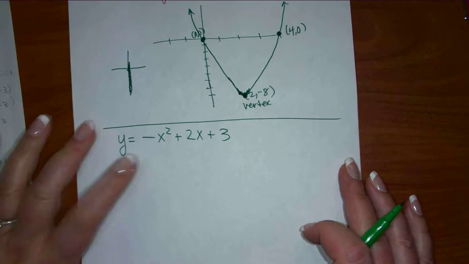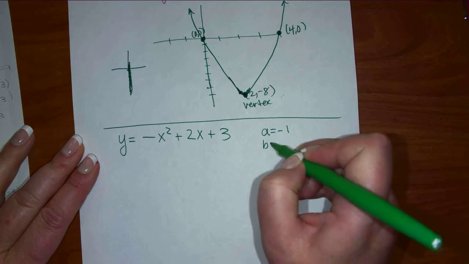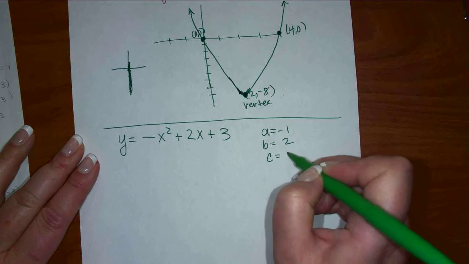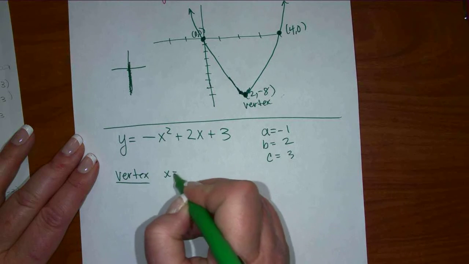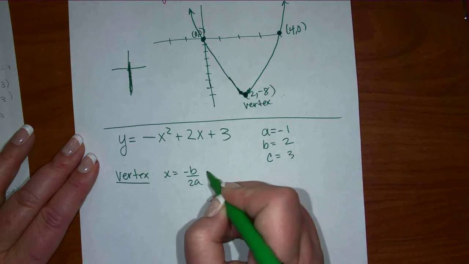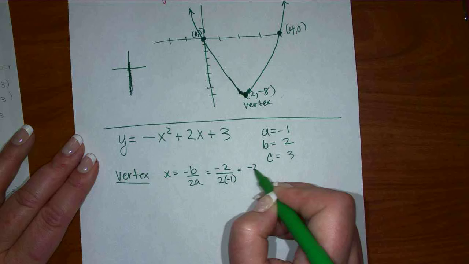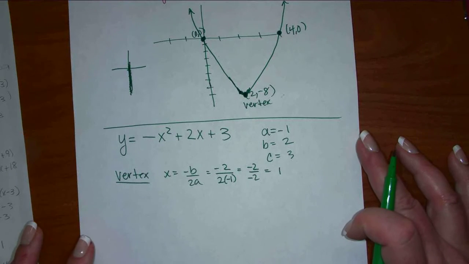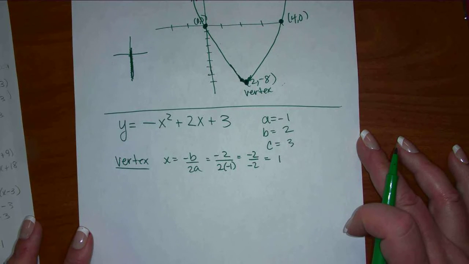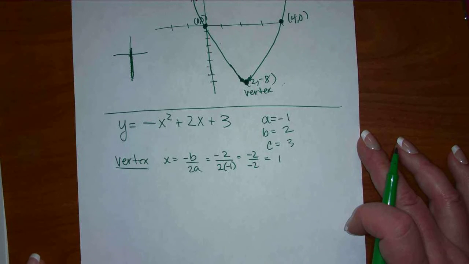So how we deal with this is no different for the vertex. A is -1, B is 2, and C is 3. So for our vertex, x equals minus B over 2 times A, which is 1. And then what do we do with it?